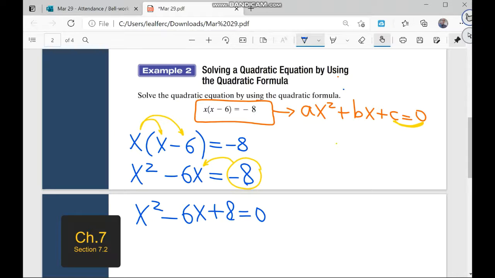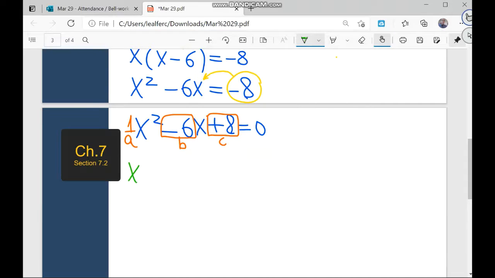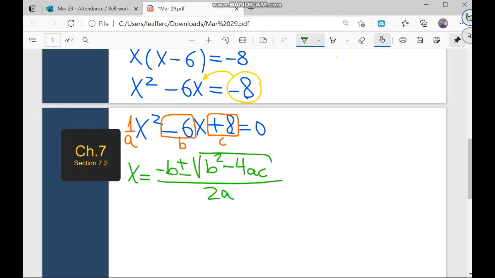Check this. We can find a equals 1. We can find b equals negative 6. And we can find c, positive 8. We have a, b, and c. We can plug in the formula. The formula is negative b plus or minus the square root of b squared minus 4ac, right, over 2 times a.